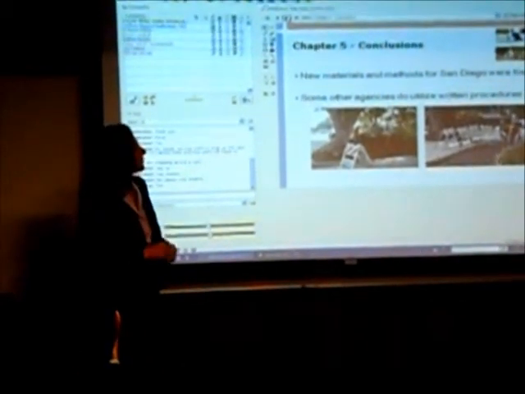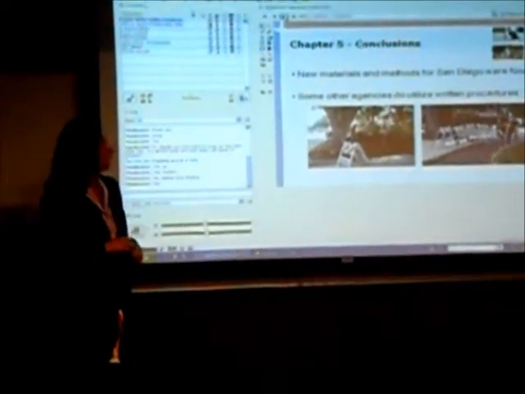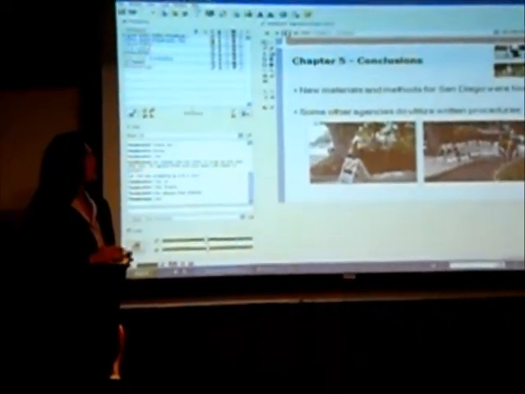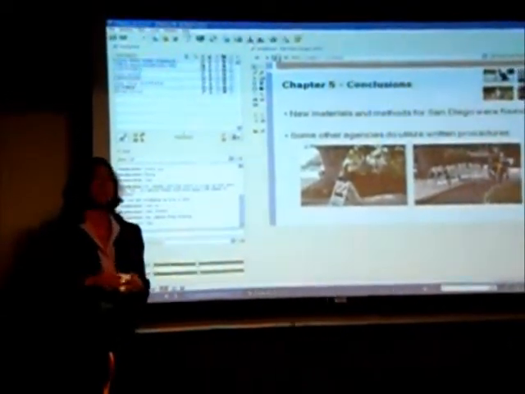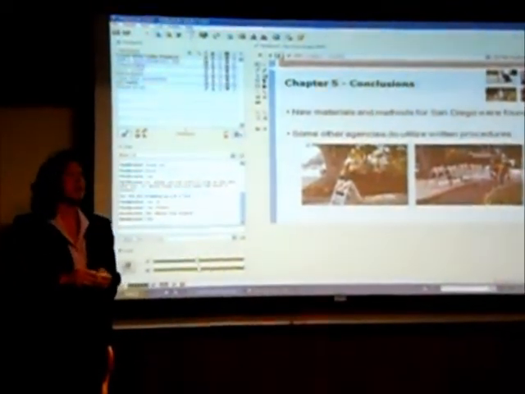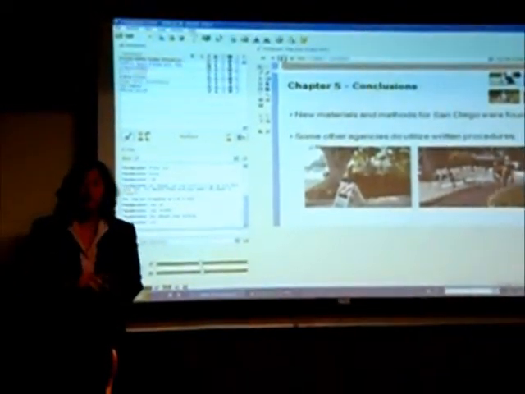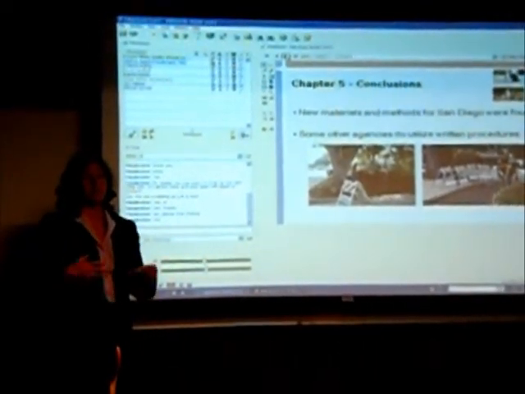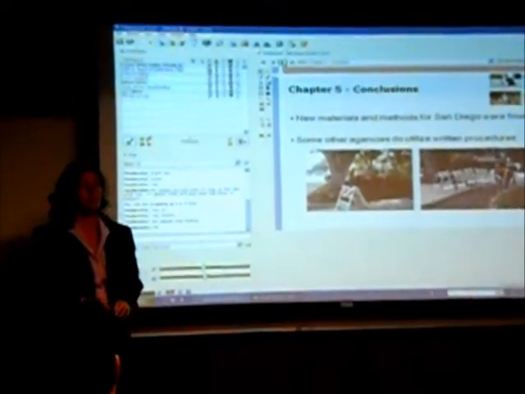And finally, we found that some other agencies do utilize written procedures, which San Diego does not. So we thought that would be a beneficial suggestion for them to come up with written policies and procedures that the engineering staff can use when evaluating what conditions exist and what your options are to do a repair.